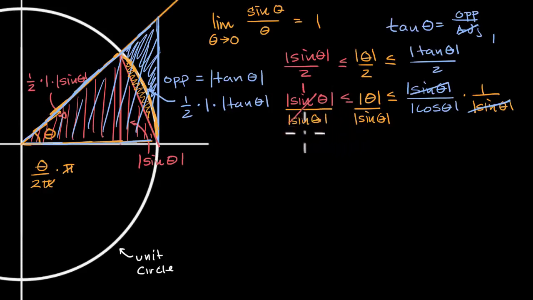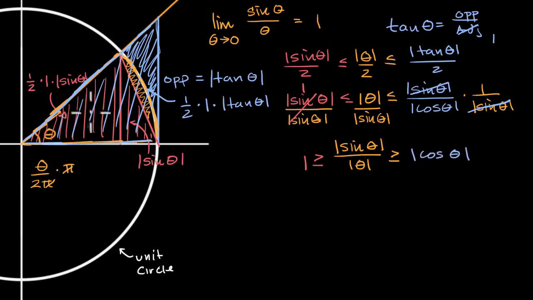And so when I take the reciprocal of everything, that actually will switch the inequalities. The reciprocal of 1 is still going to be 1. But now, since I'm taking the reciprocal of this here, it's going to be greater than or equal to the absolute value of the sine of theta over the absolute value of theta. And that's going to be greater than or equal to the reciprocal of 1 over the absolute value of cosine of theta, which is the absolute value of cosine of theta.